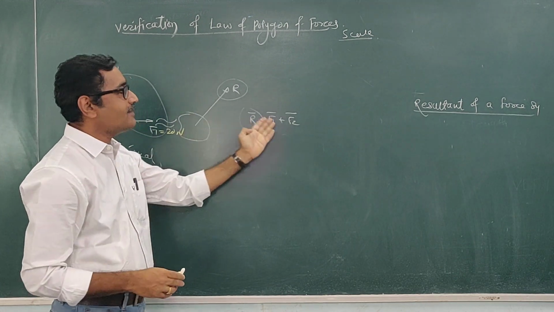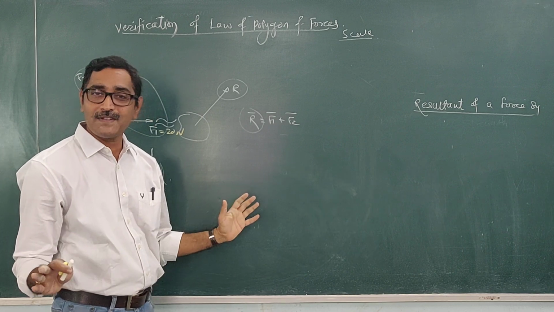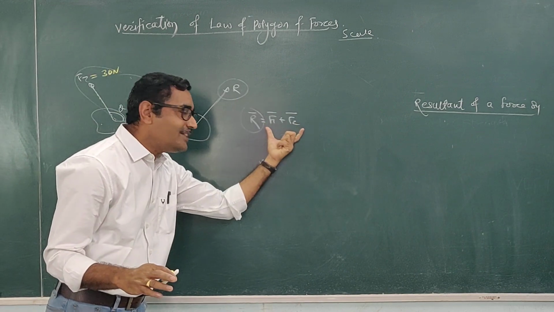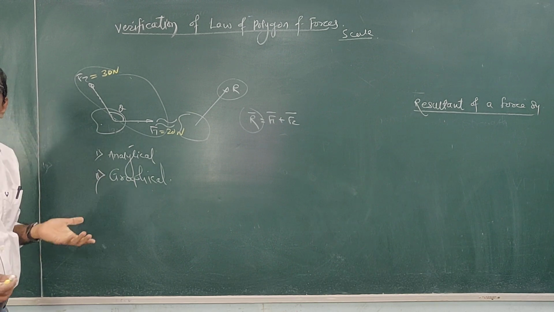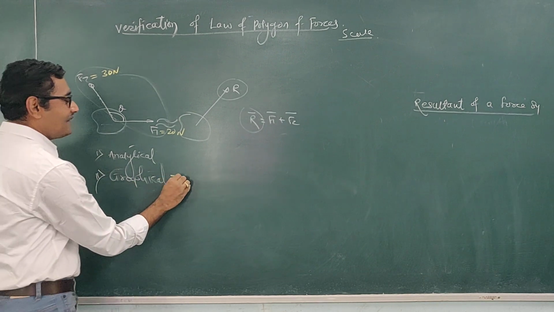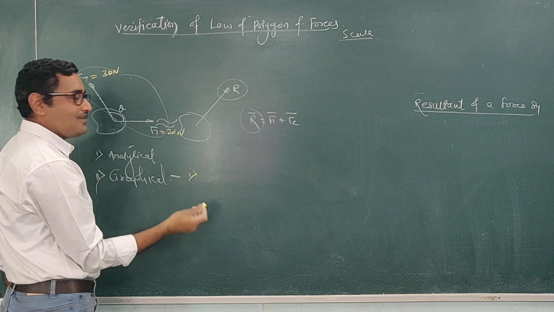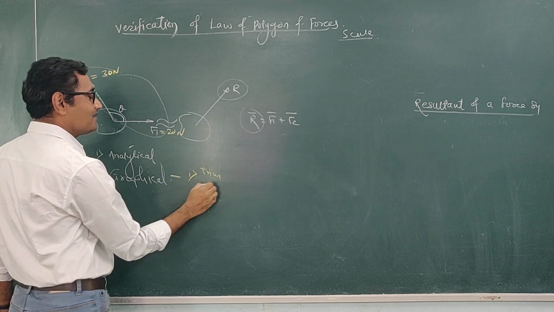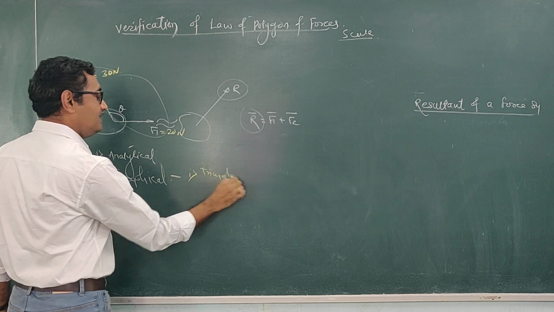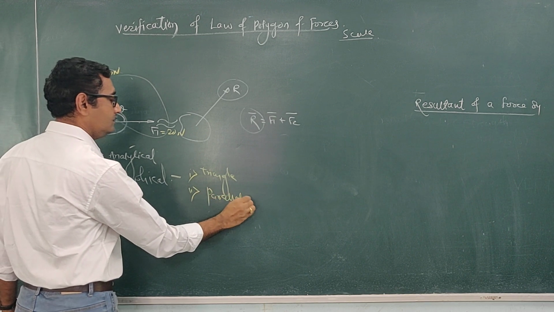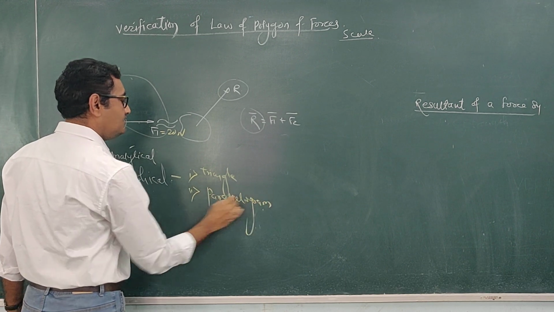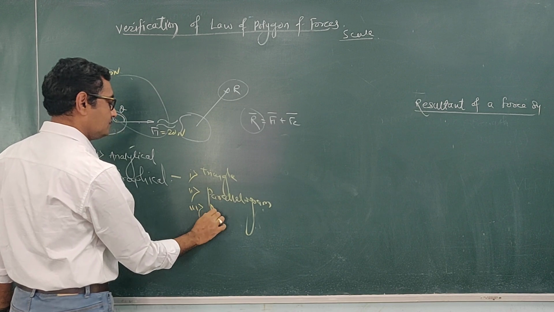So to find the resultant, we have to take the vector summation of the forces. And how can we take the vector summation? Again, there are two methods: one is the analytical method and another one is the graphical method. In the graphical method, we use the triangle law, the second one is the parallelogram law, and the third one is the polygon law.